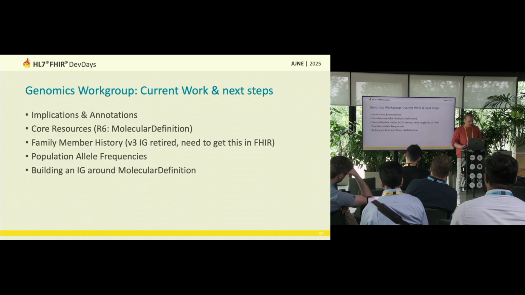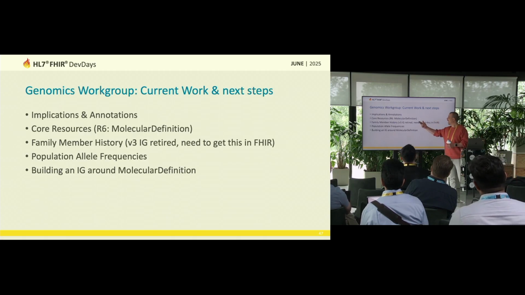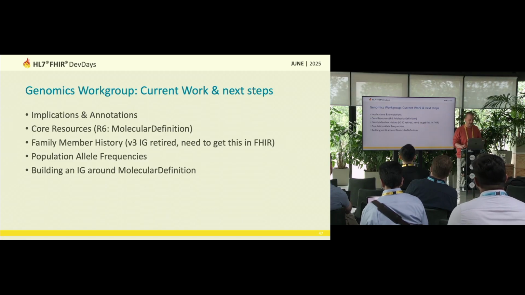So this is what we're currently doing, working on implications and annotations, updating the core resources. We have to have a look at family member history soon as well. It's a version 3 IG which was retired, but I personally think we still need this in FHIR.